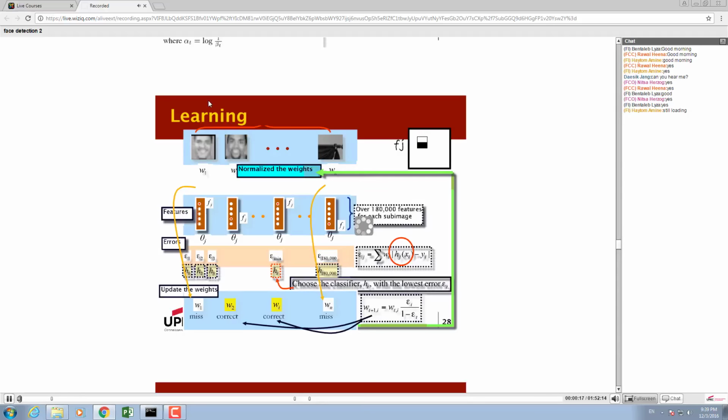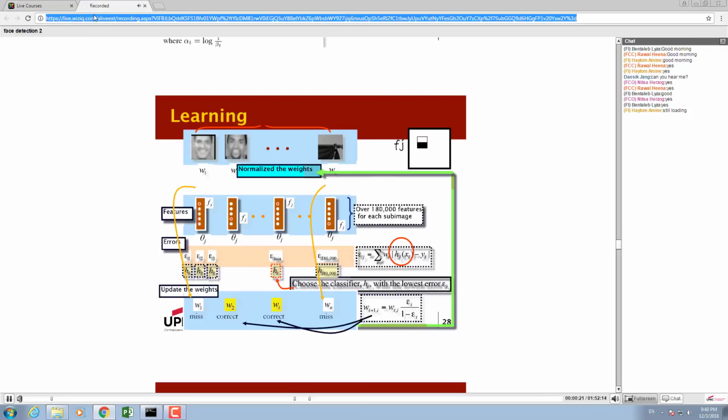Okay, so before we move to the next topic, I want to just review this AdaBoost algorithm first, very quickly. And then we'll study the cascaded AdaBoost algorithm today. So this diagram is showing the overall process of AdaBoost learning.